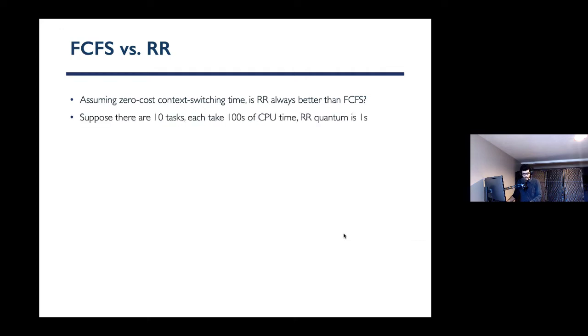Okay, now let's compare FCFS and round robin. Assuming that there is zero context switching overhead, is round robin always better than FCFS? This is a loaded question. What do you actually mean by better? There are different aspects that we can look at. If you remember, are you talking about performance? Are you talking about fairness? Let's look at both of them.